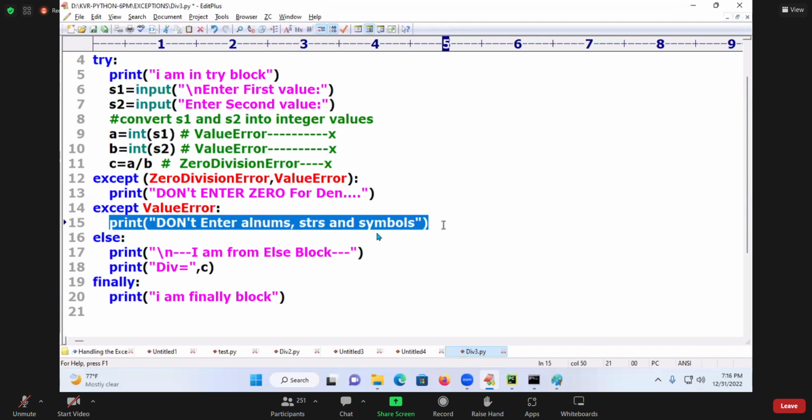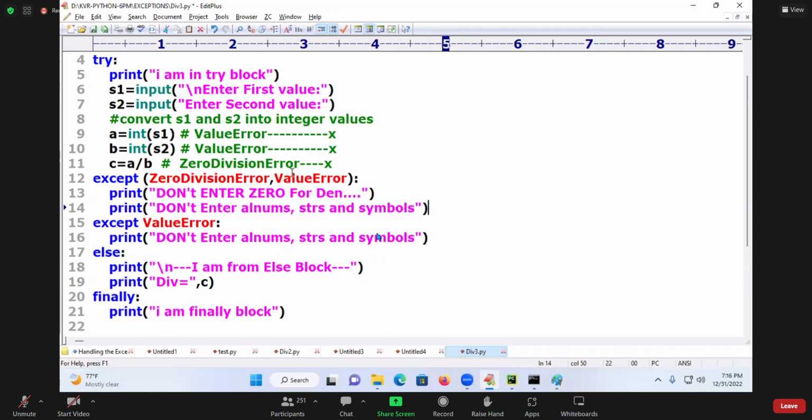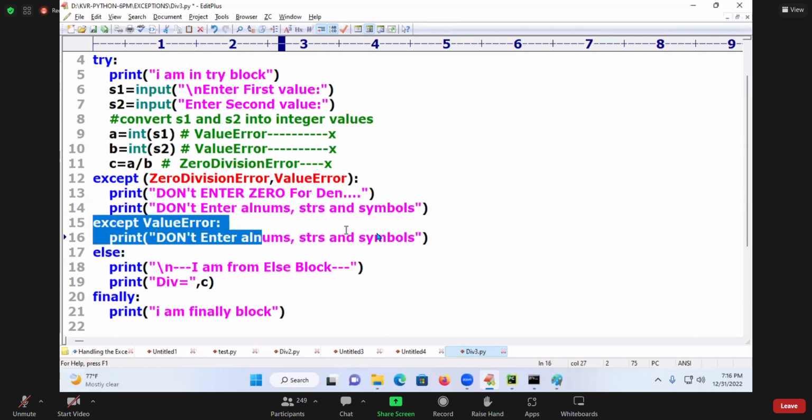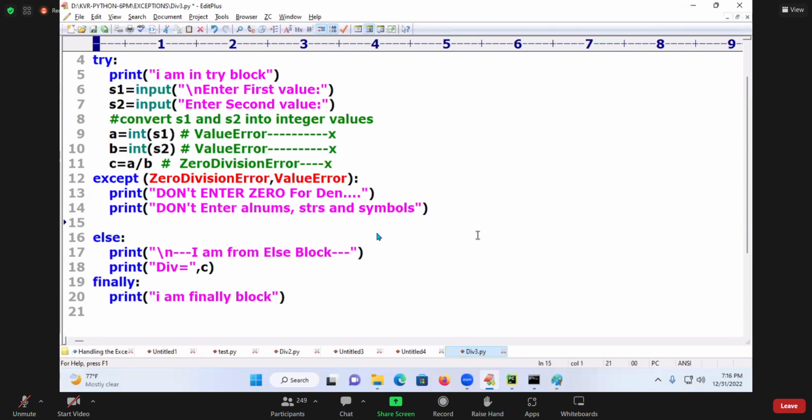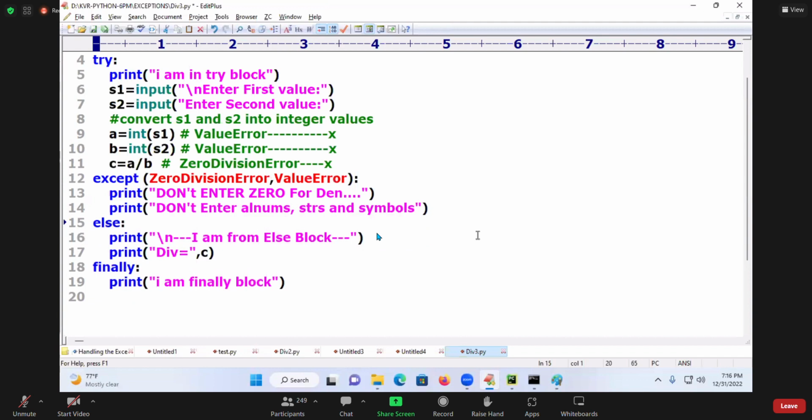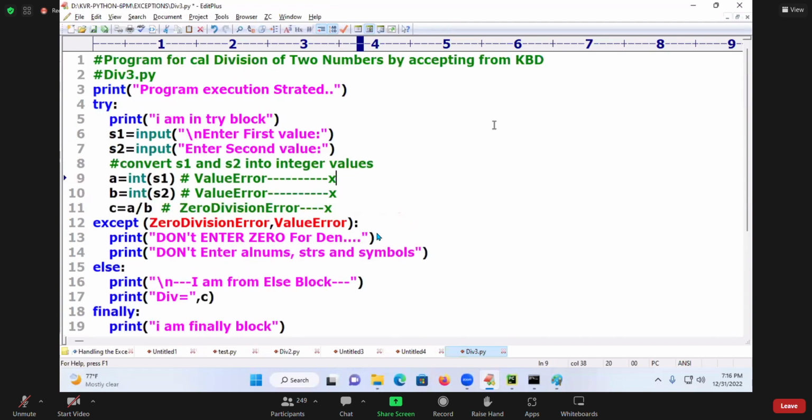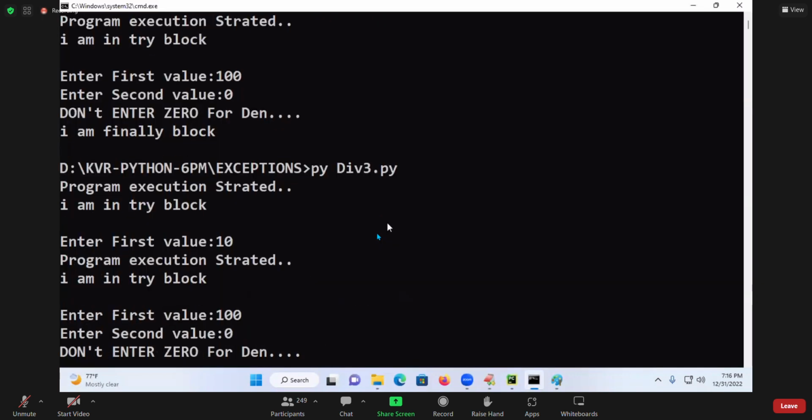So at that time I will write ZeroDivisionError comma ValueError also. I will write it here like this, with the message for ZeroDivisionError, and the ValueError message as well. I will not write the same thing twice, so that I can reduce some piece of code also. Are you able to get it? So let us save this code.